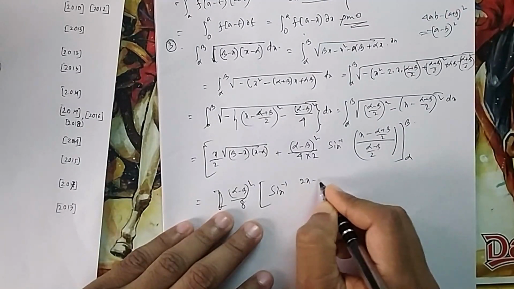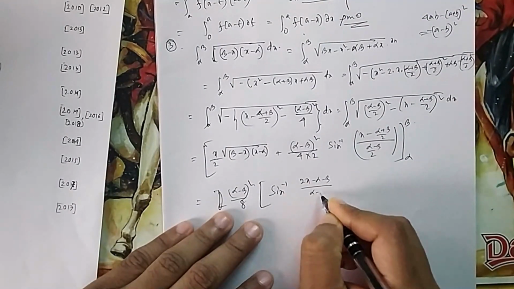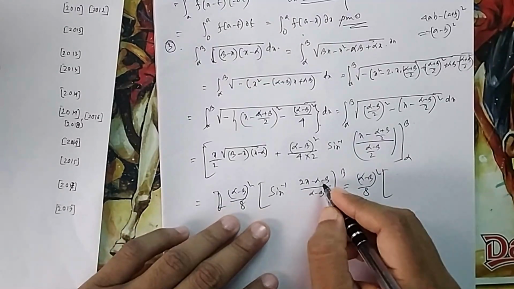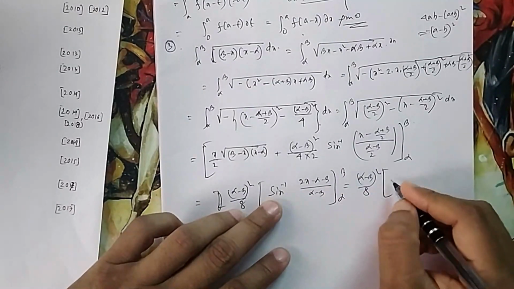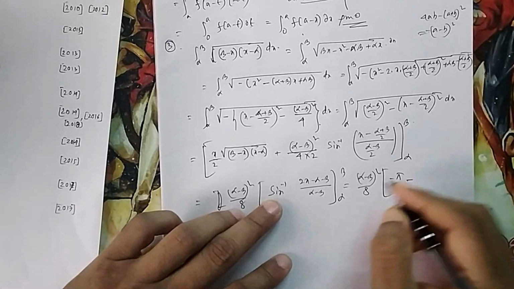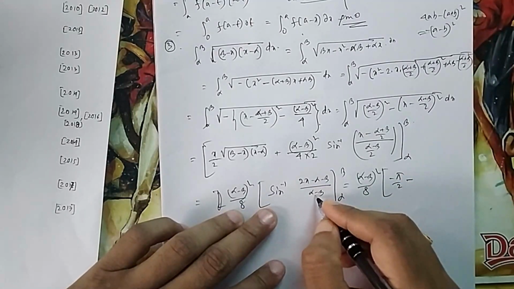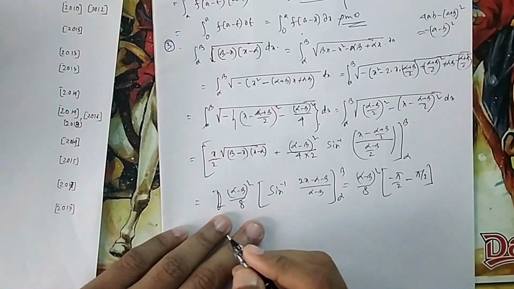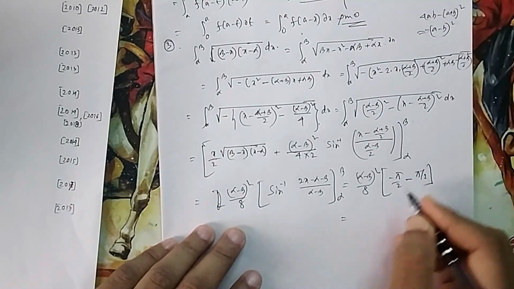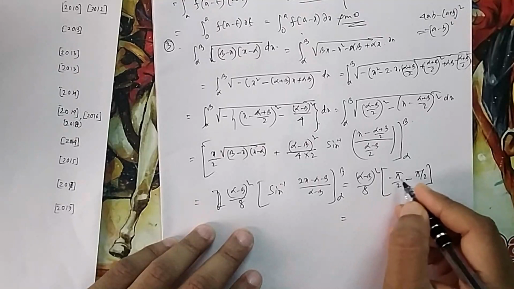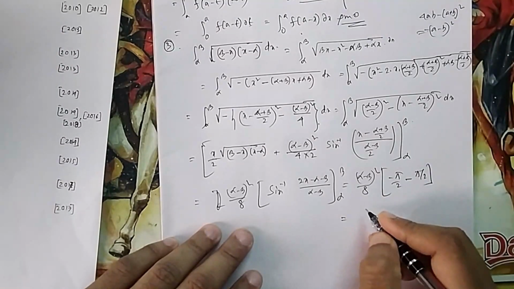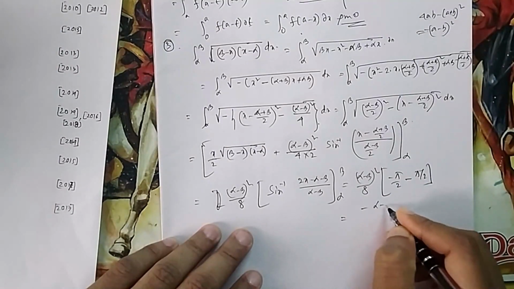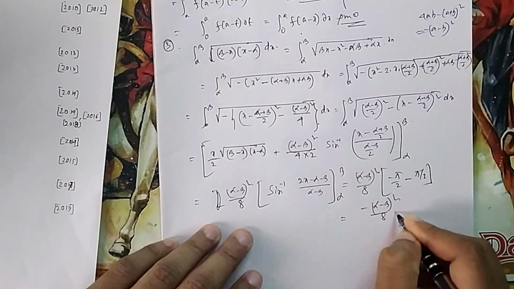So it will be (2x minus alpha minus beta) by (alpha minus beta). If you put beta, it will be (beta minus alpha) by (alpha minus beta), that is sin inverse minus 1, that is minus pi by 2. Minus, if you put alpha, then it is (alpha minus beta) by (alpha minus beta), 1, sin inverse 1, then it is pi by 2. So ultimately you will have minus 2 into pi by 2, so that will be minus pi. So minus (alpha minus beta) whole square by 8 into pi is the answer.